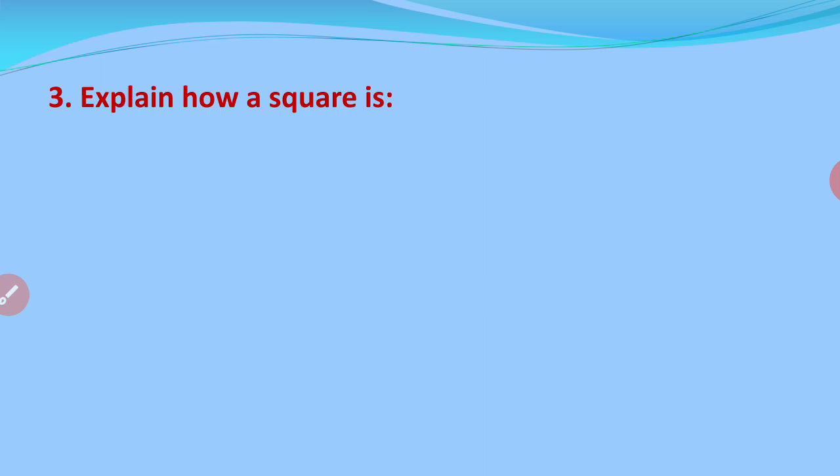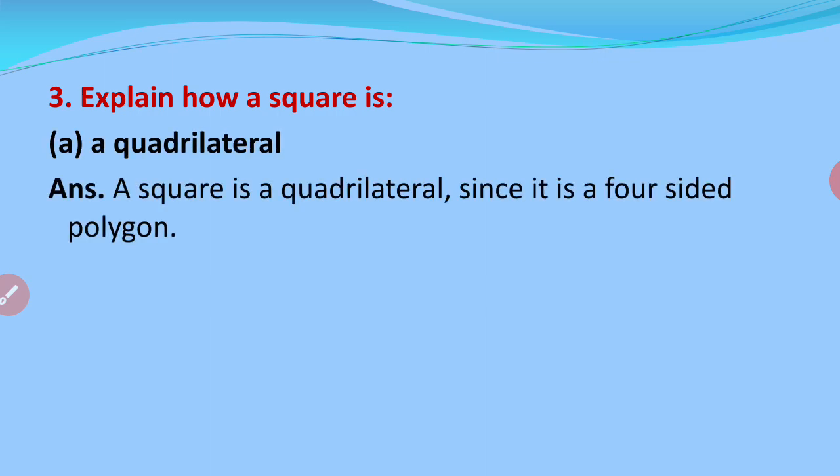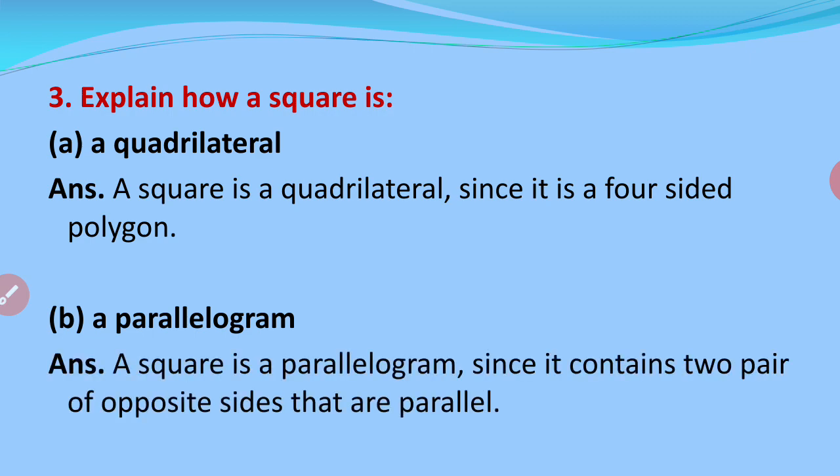Explain how a square is a quadrilateral. Now a square has four sides, it is a four-sided polygon, so it can be called a quadrilateral. We have to explain now how a square is called a parallelogram. Because all the properties of a parallelogram, wherein opposite sides are parallel, fit into the properties of a square.